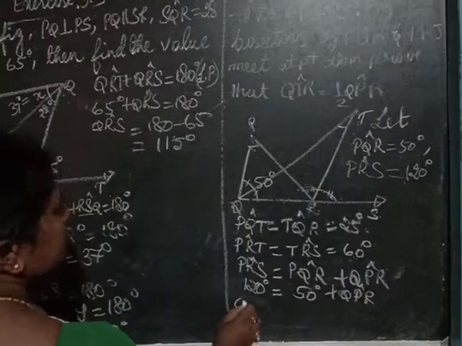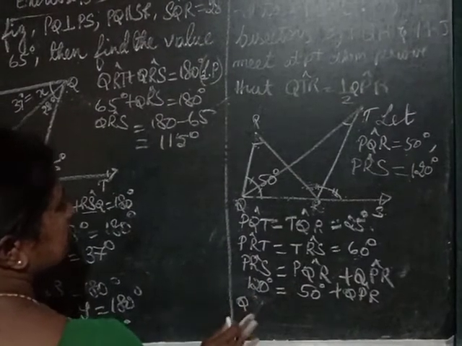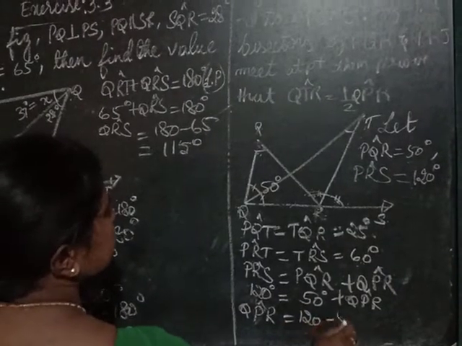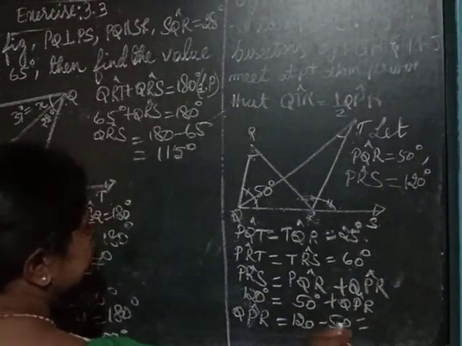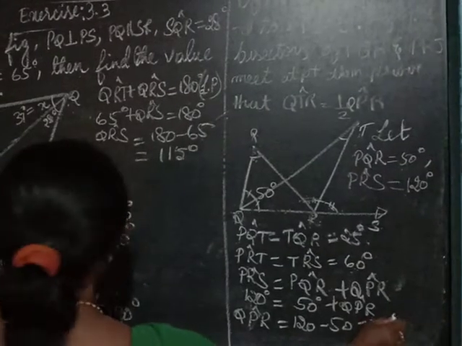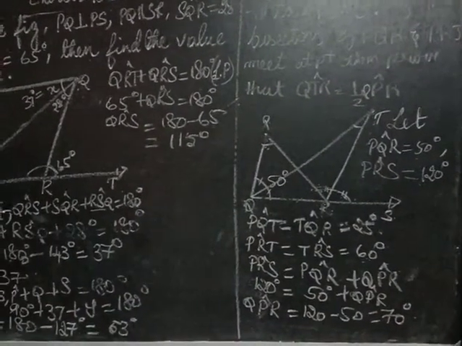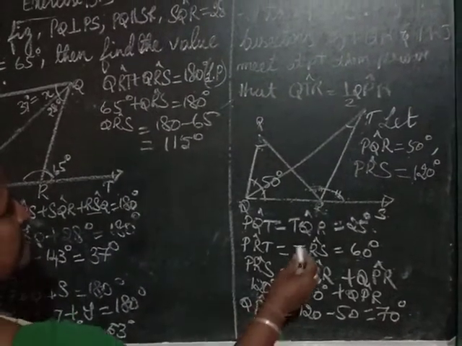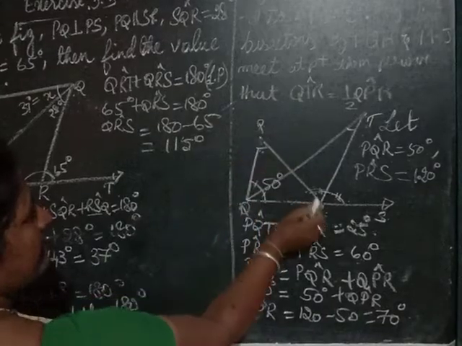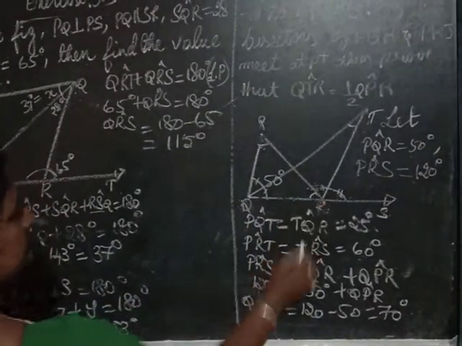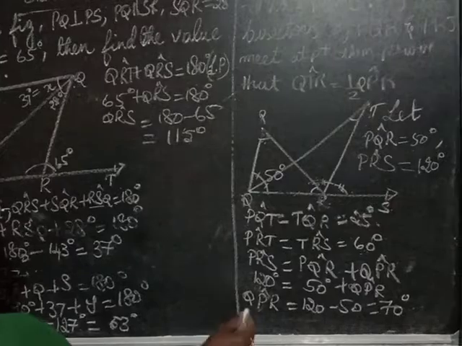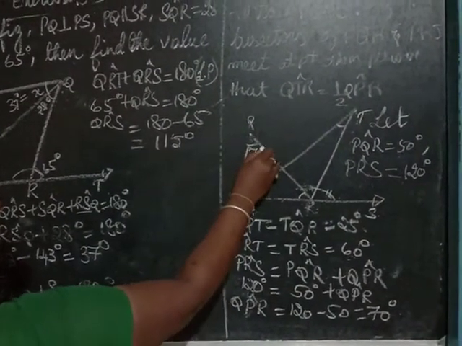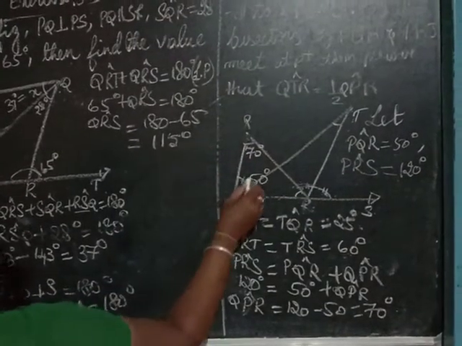Okay, now QPR is equal to 120 minus 50, that is equal to 70 degree. Okay, that is equal to 70 degree, and therefore PRQ is given. PRQ is how much? QPR is how much we got here? 70 degree. Okay, and this angle we know 50 degree.